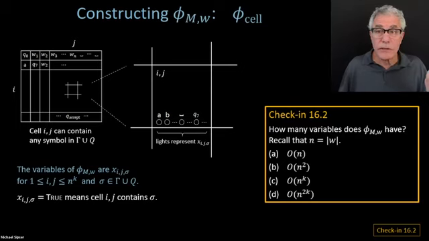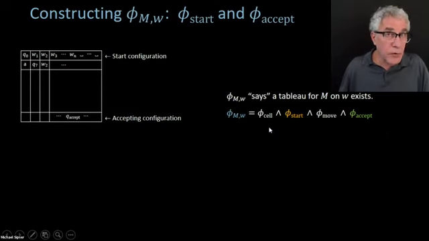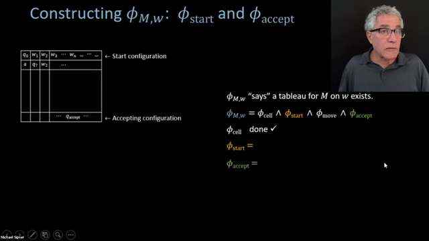Good. Okay, so let's move on. We have one more slide, and I think then we have a break after. So now let's talk about constructing two more pieces of the phi sub MW formula. We already got phi sub cell done. Let's look at phi sub start and phi sub accept.